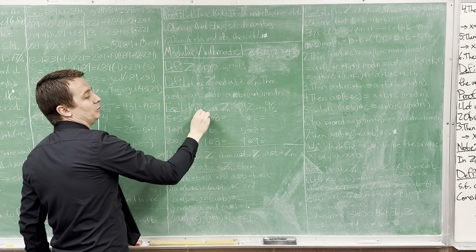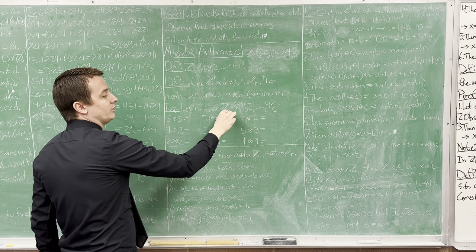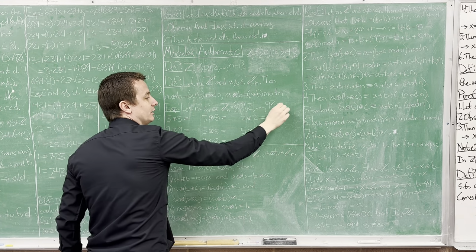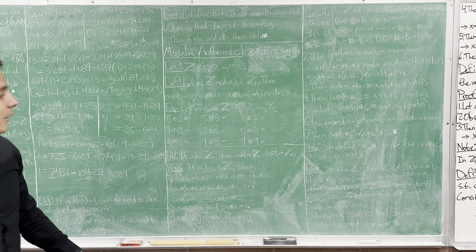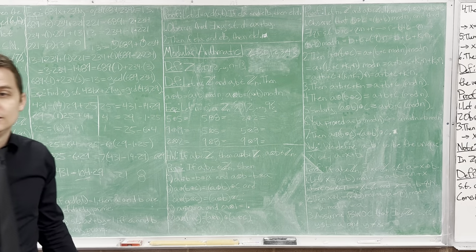Let's do some examples. Let's pretend that n was equal to 10. Or in other words, Z sub n is going to be 0, 1, 2, 3, 4, 5, 6, all the way up to 9. The first 10 natural numbers. Now we're going to do arithmetic in this set.